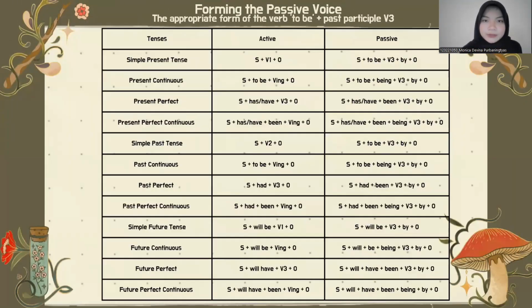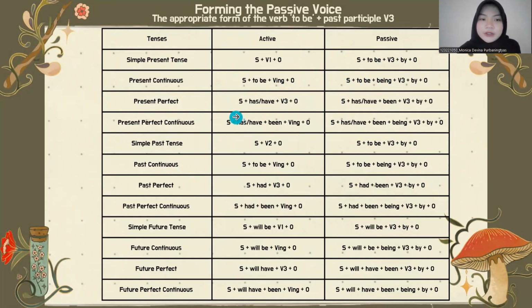And this is forming the passive voice. Maybe you are a little bit confused about this table. When you look at the active, you just add verb three and by. And when you use continuous, which uses the verb being, you just put being plus verb three.